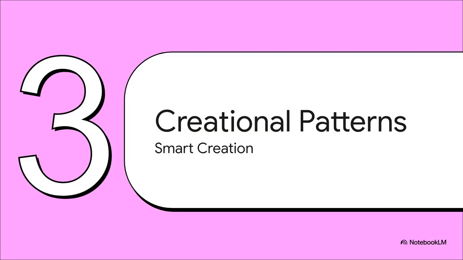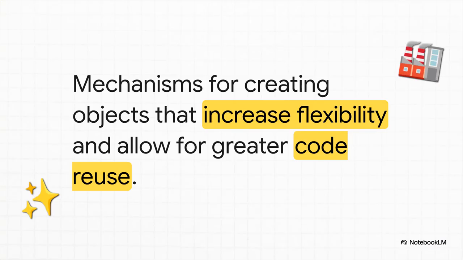Okay, we've covered how to put objects together and how they should act. Let's wrap up with our final category, creational patterns. This is all about the very beginning, the process of how objects are actually born. So creational patterns give you a ton of control over how objects get created. See, normally you might just sprinkle the new keyword all over your code. The problem is that ties your code directly to specific classes.